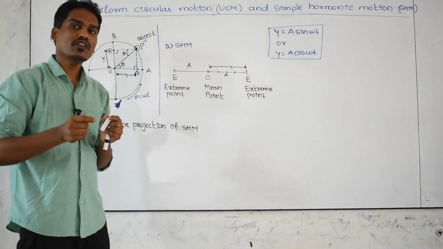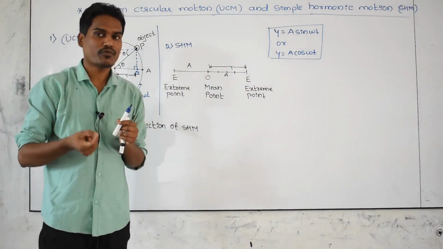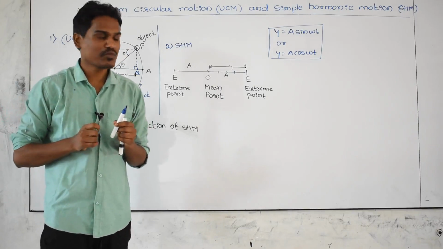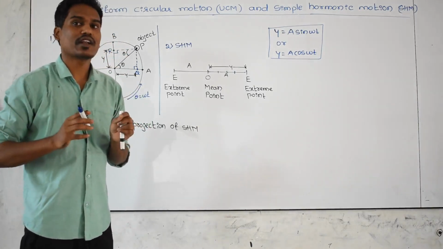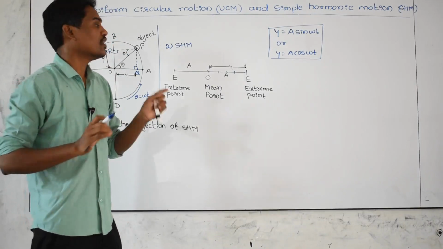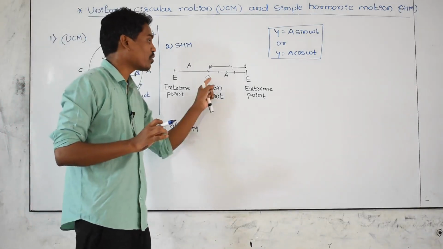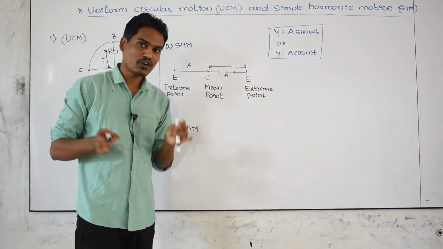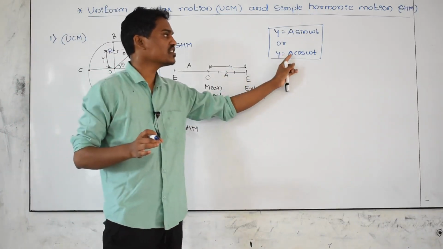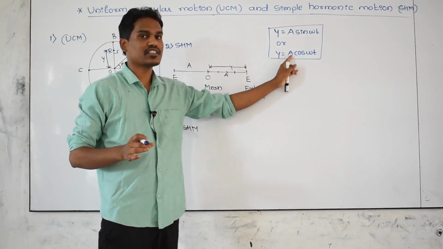Among y1, y2, y3, y4, which displacement is maximum? y4 is maximum. Therefore, that y4 is called an amplitude: the maximum displacement of the object from the mean position. Maximum displacement of the object from the mean position is called amplitude, indicated as A.